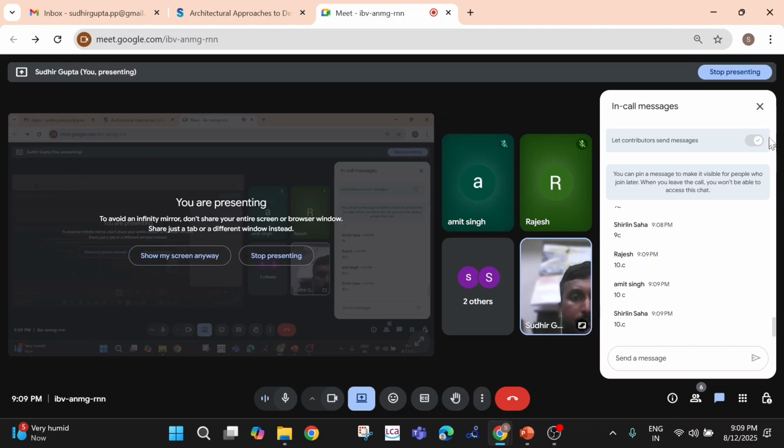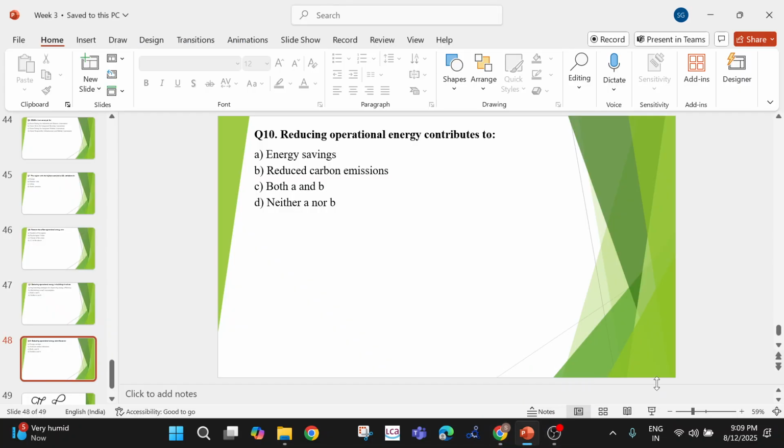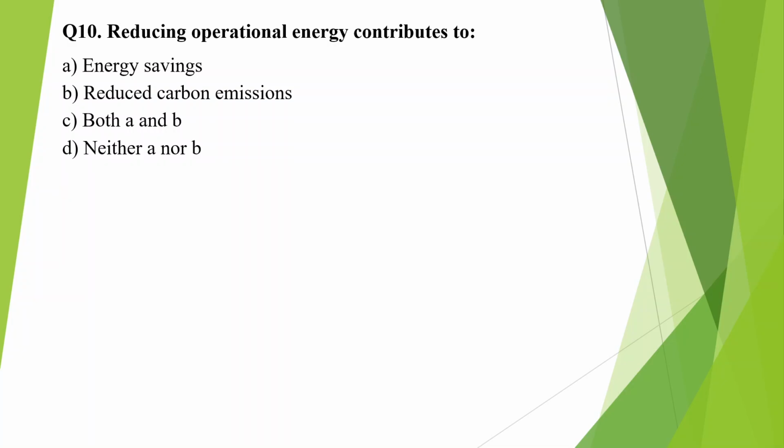Yeah, as I can see, this time all of you have opted for option C, and as per you, whenever you reduce the operational energy, it will definitely contribute to energy saving and reduced carbon emissions both, which have been marked in option C.